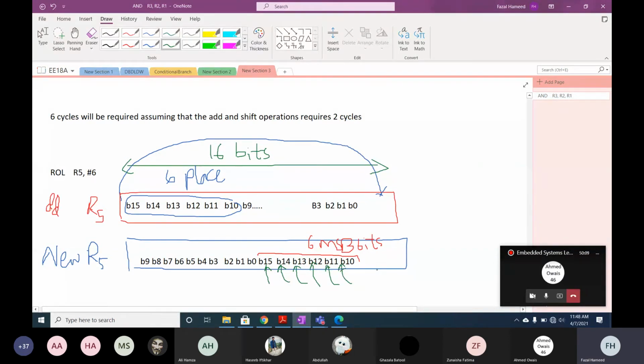So the 6 most significant bits are moved to the end. Yes. Why 6? Because we have written a 6 here. And if we write 8 or 2, then if we say rotate left, okay, now let's assume we have another instruction.